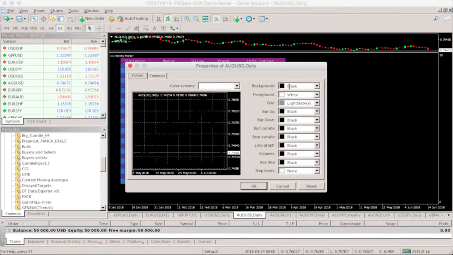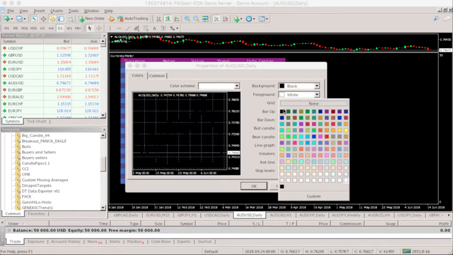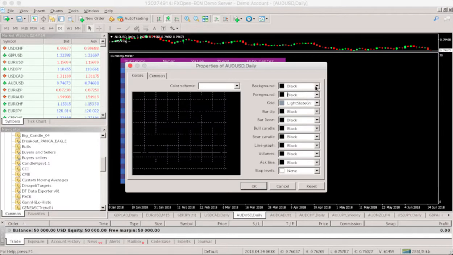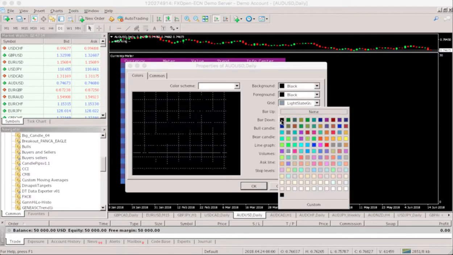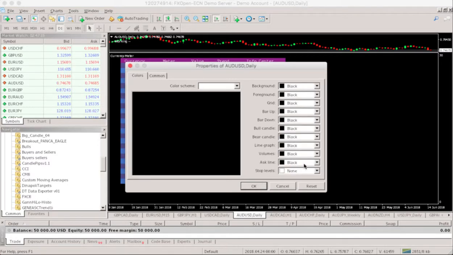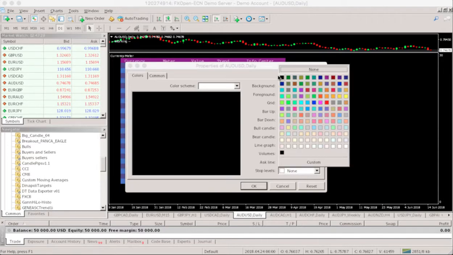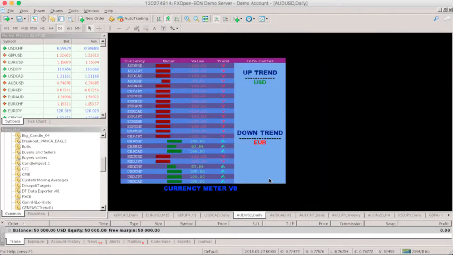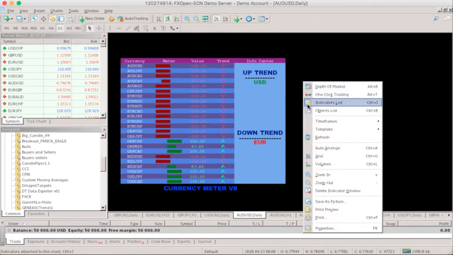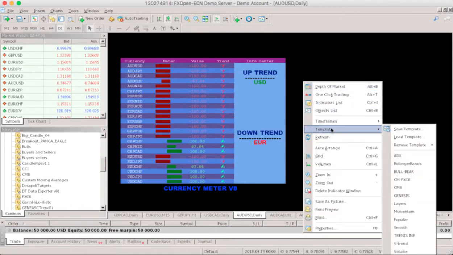Then I have, well, let's come here, white to black. And this grid here, black. See? And once everything is black, I will even do this one black, and say okay. Boom. See? Now you have a template. Now if you want, right click here, save it as a template for next time. Here, and give it a name.